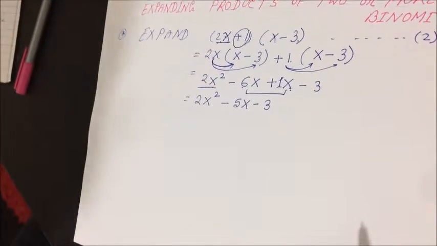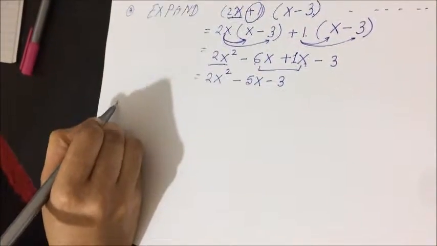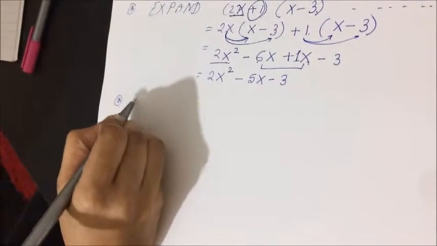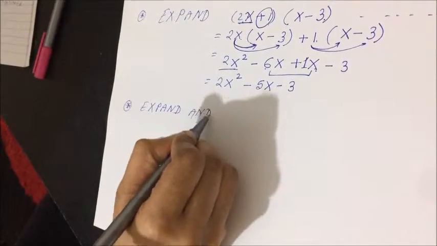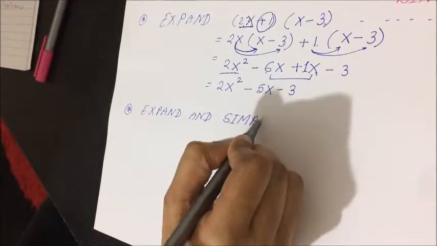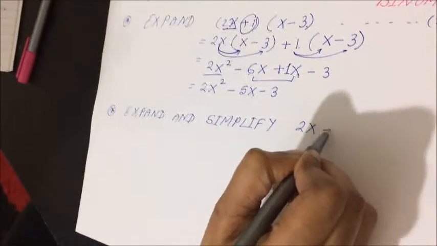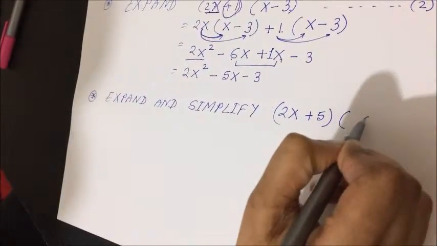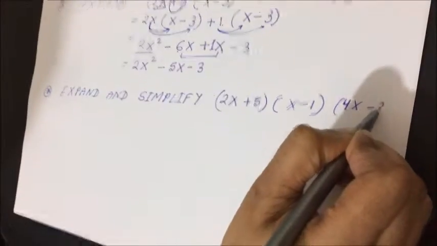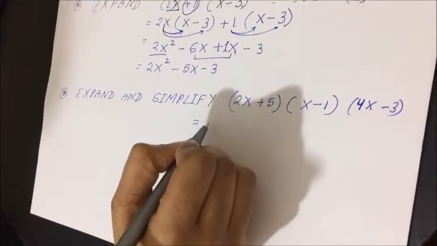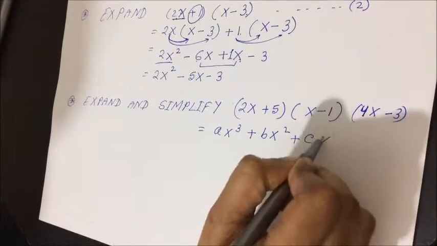Now they introduce a new topic this time, that is expanding more than 2 binomials. How do the questions look? The question will come like this: expand and simplify (2x + 5)(x - 1)(4x - 3), which can be written as ax cubed plus bx squared plus cx plus d.